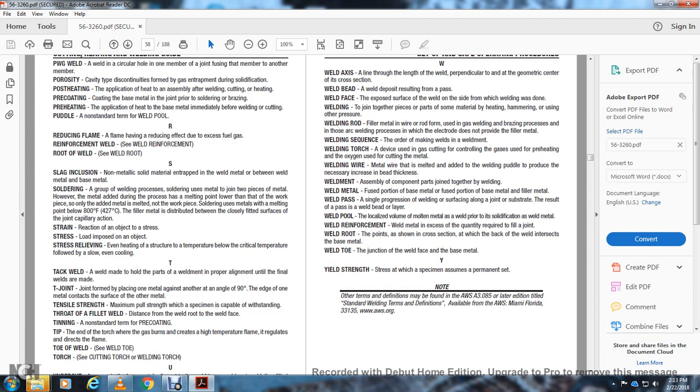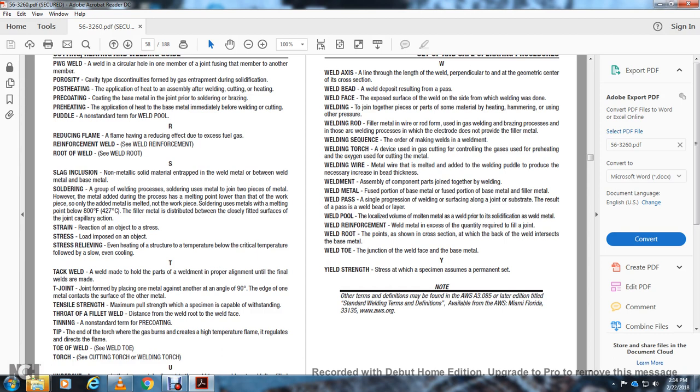Welding: joining parts of material by heating, hammering, or pressure. Welding rod: filler metal in wire or rod form, used with the gas metal arc welding process, those arc welding processes in which the electrode does not provide the filler metal. Welding sequence: the order in which to make the welds in a weldment.